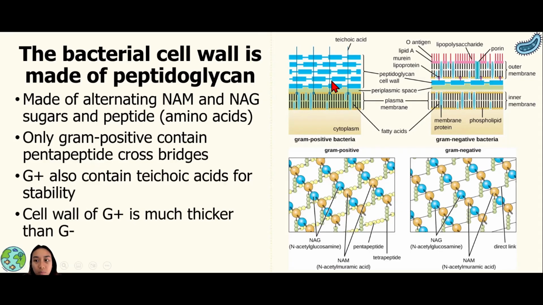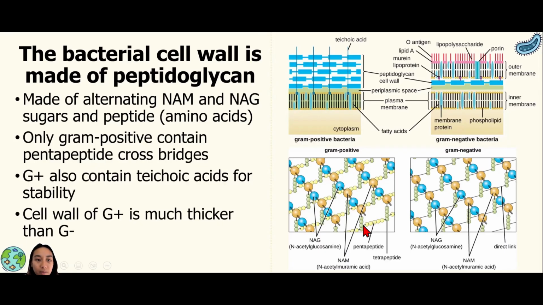And as you can probably tell, the cell wall for gram positives is extremely thick. The gram-negative cell wall is just this little tiny blue layer here. So gram-negatives have a very thin cell wall made of peptidoglycan, and gram-positives have a very thick peptidoglycan cell wall. So those are the two main differences between these two. And hopefully you can tell in this picture that the gram-negatives also have a bunch of extra stuff, which we're going to talk about now.